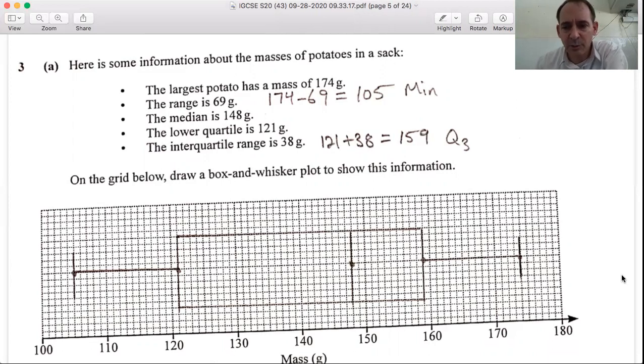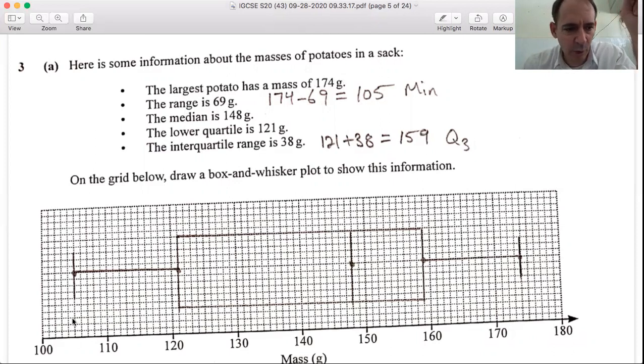Well, for a box and whisker, you need what's called your 5-number summary. You need the minimum, the first quartile, the median, which is the same thing as the second quartile, the third quartile, and then the maximum. It gives us the largest, that's the maximum, and it gives us the range. So if we take the maximum minus the range, that will give us the minimum.